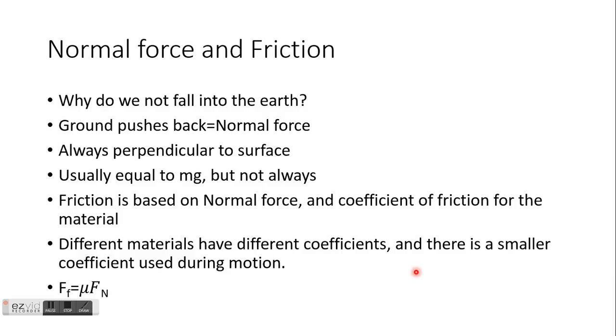The friction is based upon the normal force, and it's the normal force times the coefficient of friction for the material. So that's this little thing down here. It's called a mu.